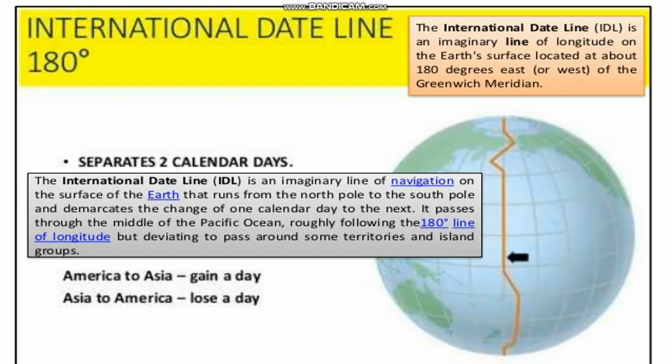As we have discussed, the international dateline separates 2 calendar days. That is, if a person moves from America to Asia, he gains a day. In case he is moving from Asia to America, he loses a day. Do you all understand now about the international dateline?